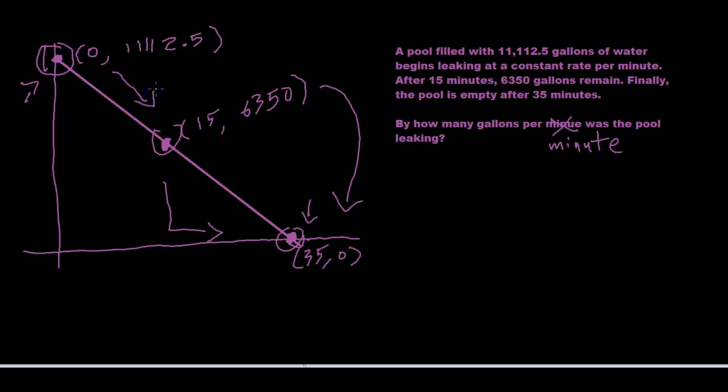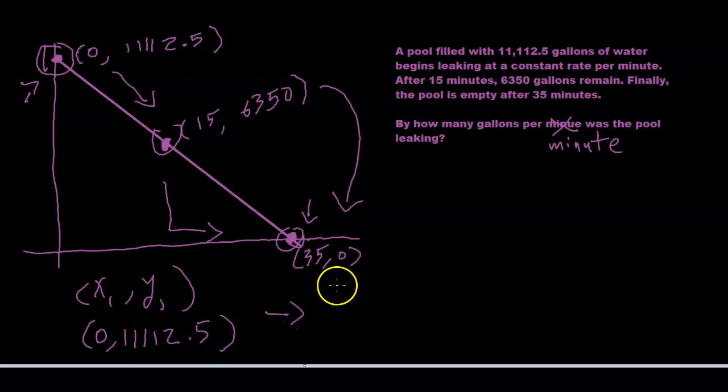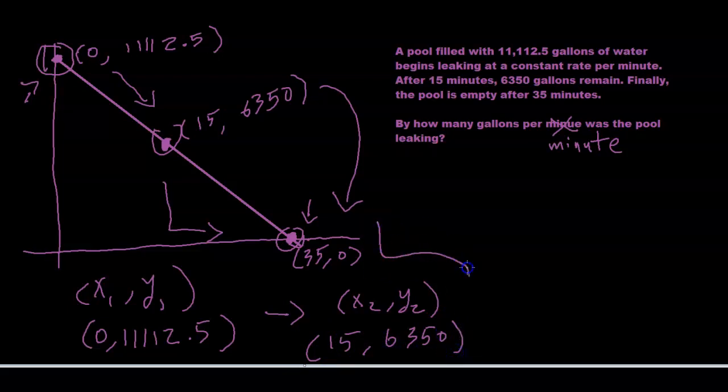All right. Now remember that when you're choosing what your first data point is and your second data point is, therefore what your x1, y1 is, you want your first data point to be the least x value. So in this case, x1, y1 is 0, 11,112.5, right? And our second data point is going to be x2, y2. That's going to be 15, 6,350.